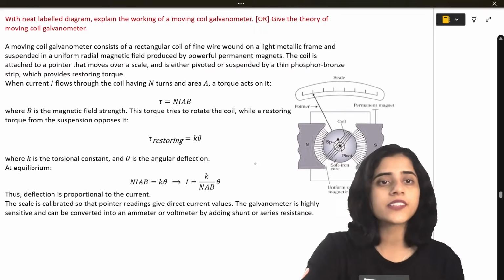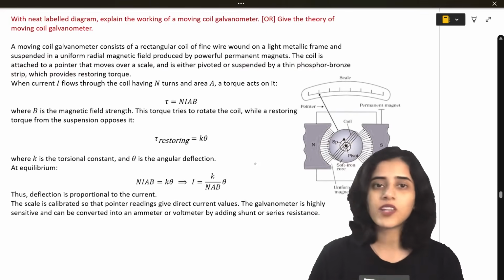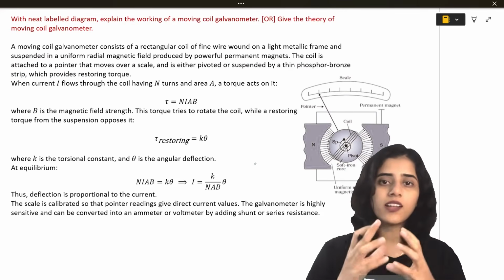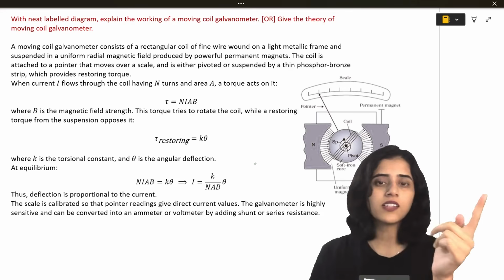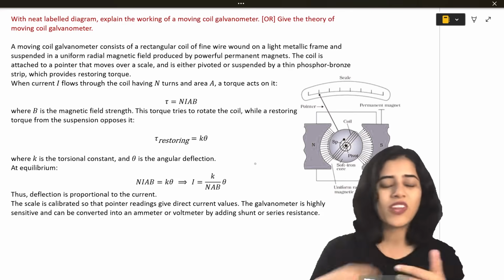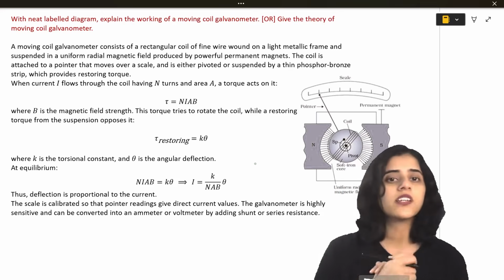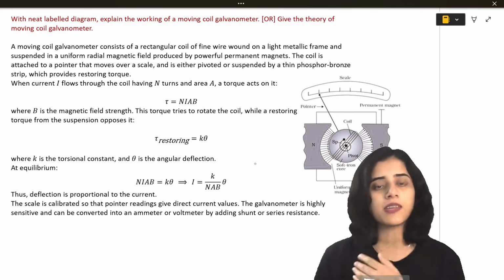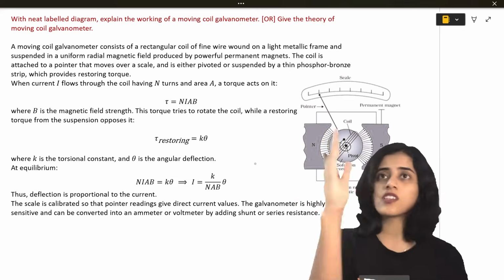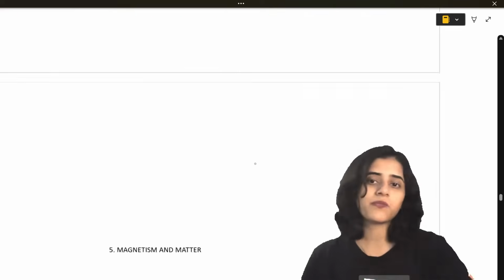Next question. Explain the working of a moving coil galvanometer. So a moving coil galvanometer has a coil. This coil is connected to a pointer, and whenever the coil experiences a force, the pointer will move. So how do you get the torque? Torque is NIAB. Torque makes the coil move, but the coil comes back, so there's a restoring torque as well, which is K theta. You equate the two and you get the answer.